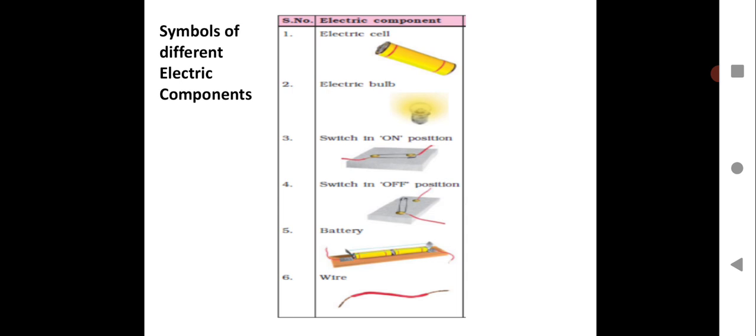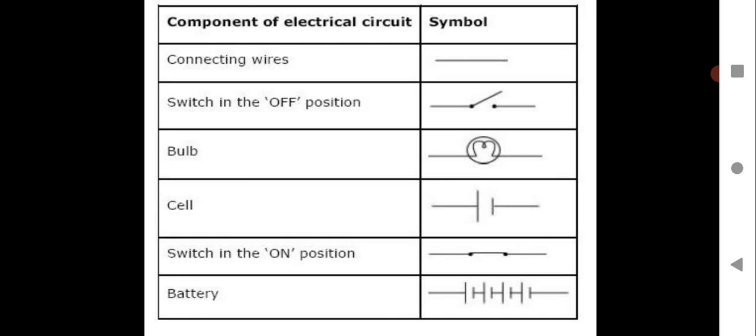You have electric components here, electric cell. Just have a look how they look. You must have seen in your day-to-day life, electric bulb, switch in on position, switch in off position, and battery, where the combination of the cells together makes a battery, and connecting wire. Just watch them carefully, children, and then we will draw the symbols in the notebook. So here we have components of electrical circuits and the symbol. You are going to draw this in your notebook.